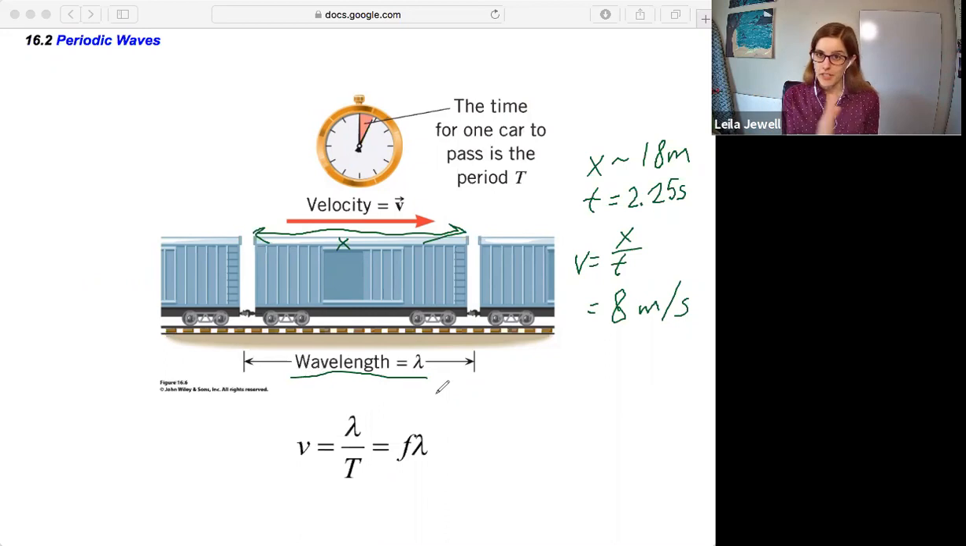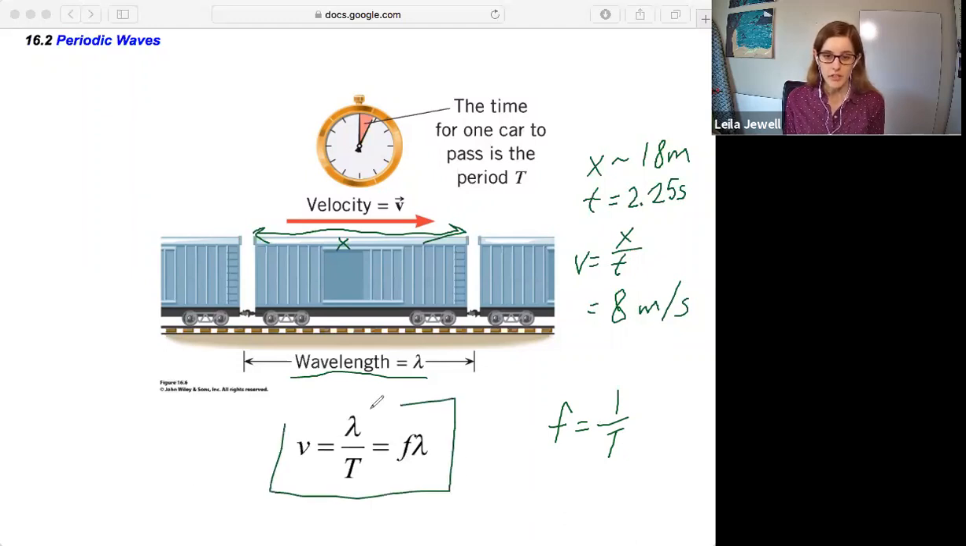And the time it takes for that one cycle to occur is our period, T. So instead of x over little t, RV can be calculated with lambda over big T. And similarly, because we know that frequency is equal to 1 over a period, we could write it instead as 1 over T times lambda. 1 over T is just frequency, so we could write the speed as frequency times the wavelength.